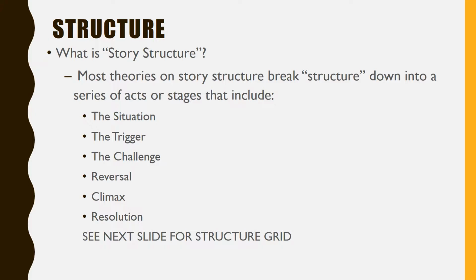So most theories on story structure break structure down into a series of acts or stages that include the situation, what's going on, right? The trigger, what kicks off this story. The challenge, there's almost always an obstacle or a challenge to overcome or defeat. And then there's a reversal, oftentimes in a structure, where someone's fortunes change. There'll be a climax, and then there'll be a resolution, right?